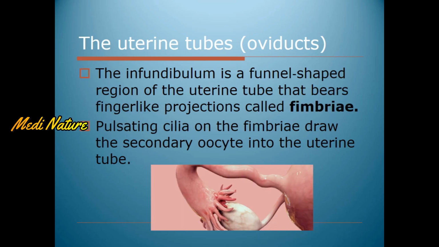The infundibulum is the funnel-shaped free end of the uterine tube. It bears finger-like projections called fimbriae. Actually, the oocyte is released into the space from the ovaries. So, these free oocytes should be taken into the uterine tube. The pulsating cilia on the fimbriae draw these free secondary oocytes into the uterine tube.